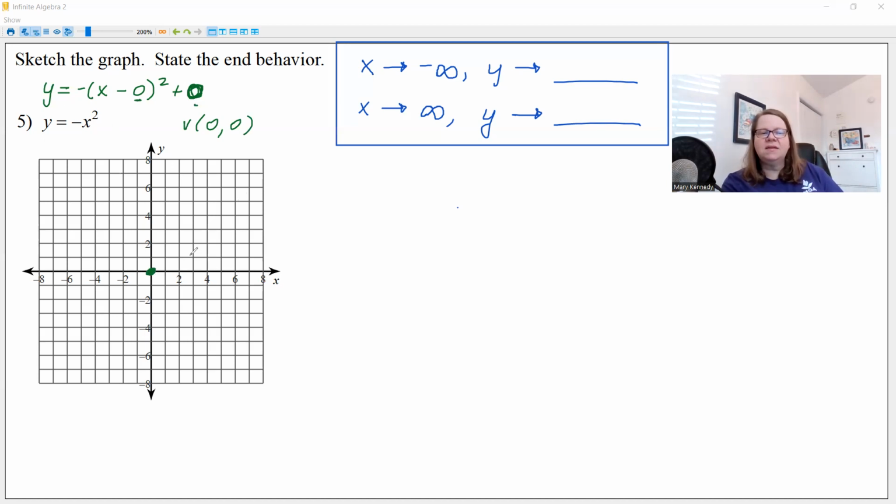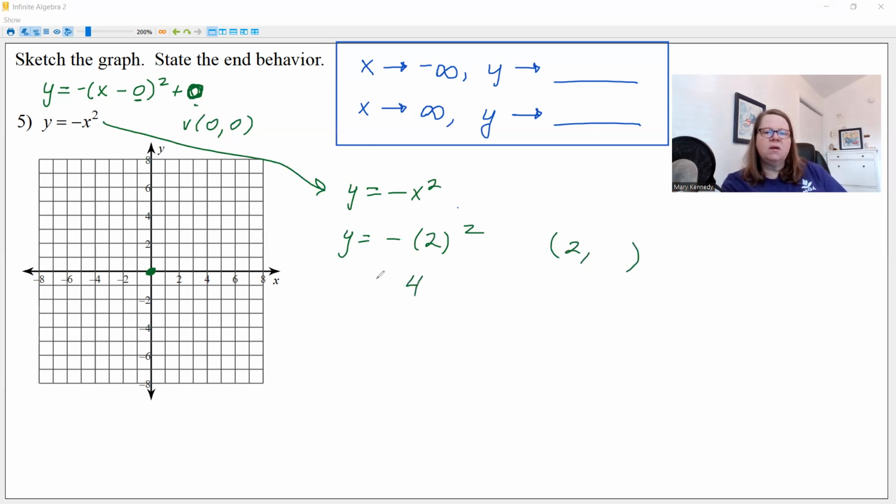Now, if I want to get some points on either side, you can think of it as a t-table. You can think of it as just plugging in some x values. So y equals negative x squared. Let's get at 2. Let's see what that's going to be. So y equals negative x squared. For x, I'm going to plug in a 2. I'm going to see what the point is at 2. So 2 squared is 4, and there's still a negative in front of it. So that's just negative 4. So at 2, we're down 4.